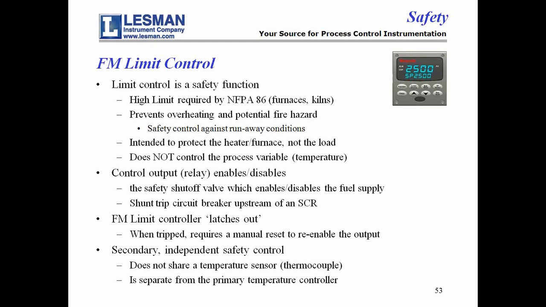The purpose of the high limit controller is to prevent overheating and potential fire. It's not there to protect the load. It's there to protect the rest of the environment from a fault that could have the boiler explode or the furnace catch on fire. It does not control the process variable, or the temperature. It just limits the fuel supply to shut it down if need be. FM controllers always latch out. It means that when they trip, somebody's got to go up there and manually reset it, because somebody's got to show up to acknowledge that there's been a problem. Safety systems, this is just like any safety system.